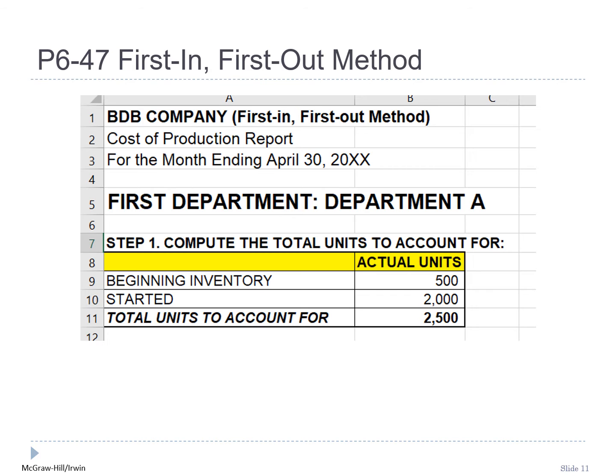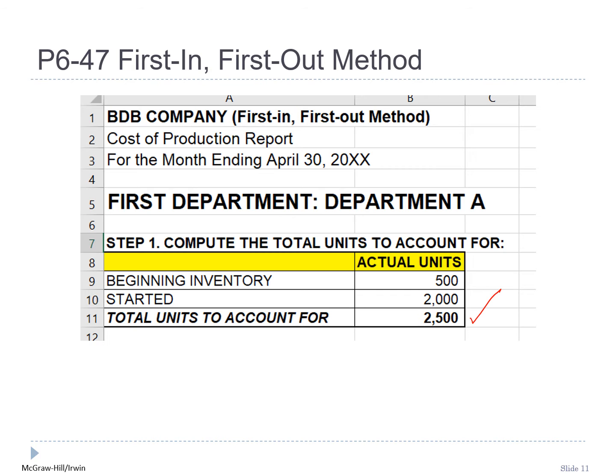Our first step is to compute the total units to account for. It's the same as in the weighted average. We have a beginning inventory, according to the problem, of 500. Our units started is 2,000. Therefore, we arrive at 2,500. The breakdown of the 2,500, where the 2,500 went, we will see in step 2.